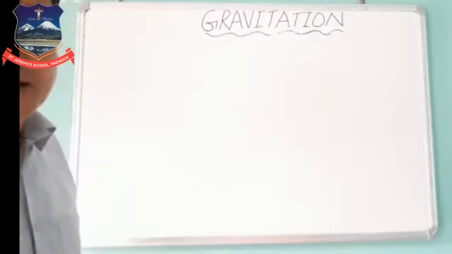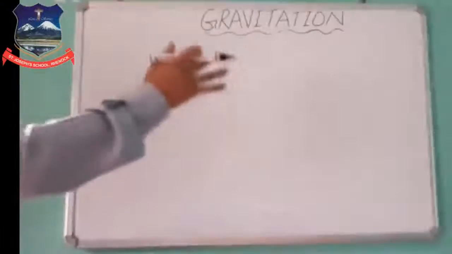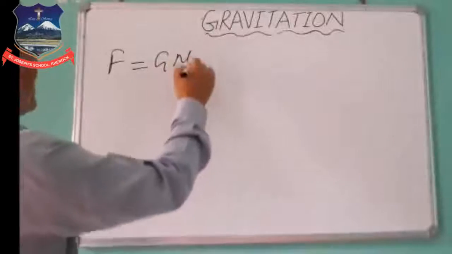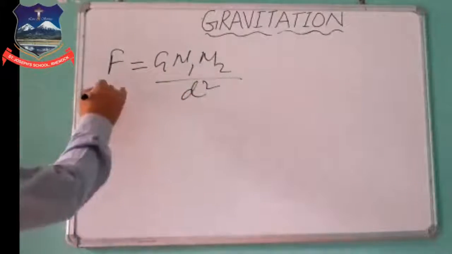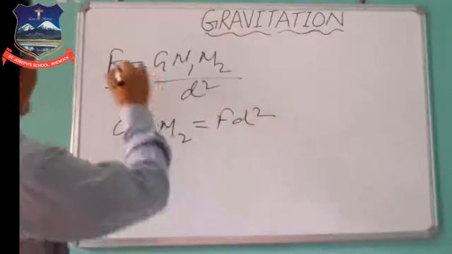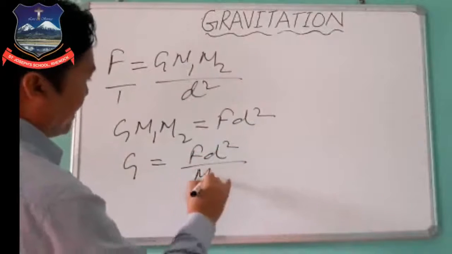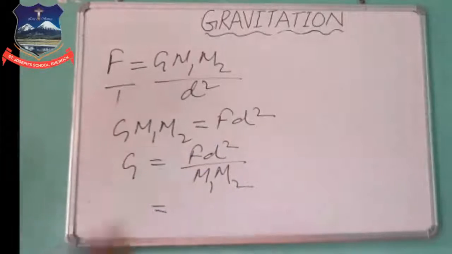Newton meter square per kilogram square. Now, how does that unit come? You don't have to mug up; just remember the process of how it is calculated. We know that force equals G m1 m2 divided by d square. Cross multiplying, G m1 m2 equals F d square. Now G equals F d square divided by m1 m2.